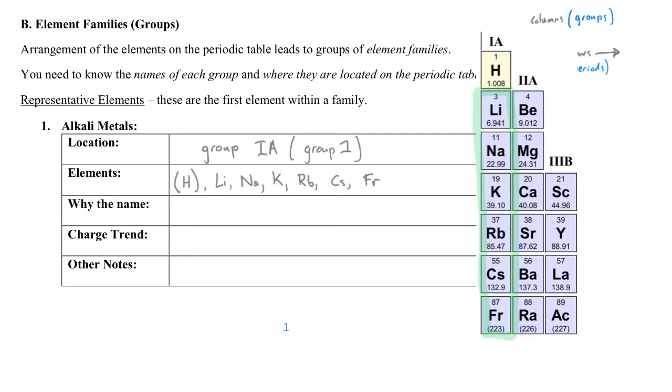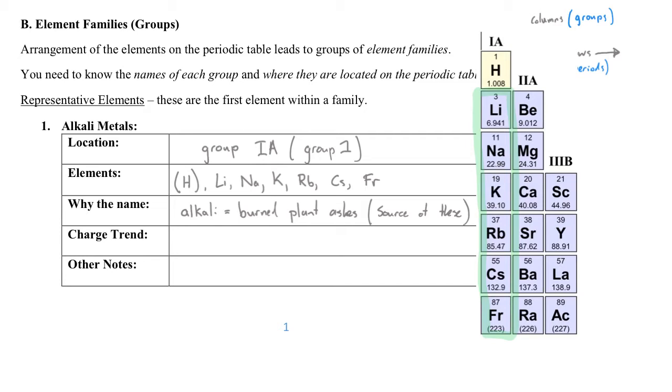Now, why is this group called the alkali metals? Let's talk about that. The word alkali is an ancient word that means something like burned plant ashes. It turns out that an excellent source for many of these metals is from the ashes of burned vegetation.